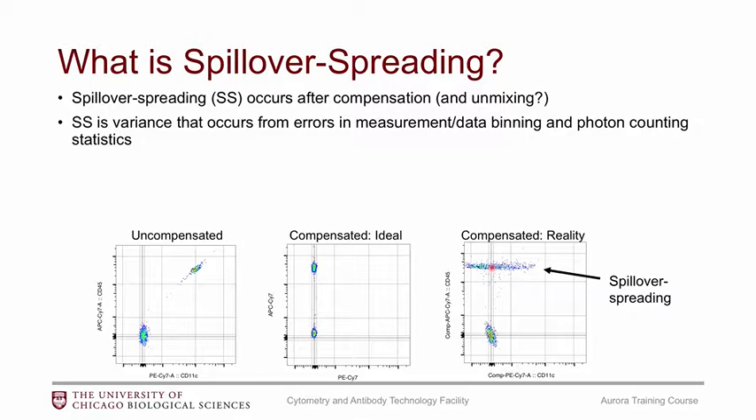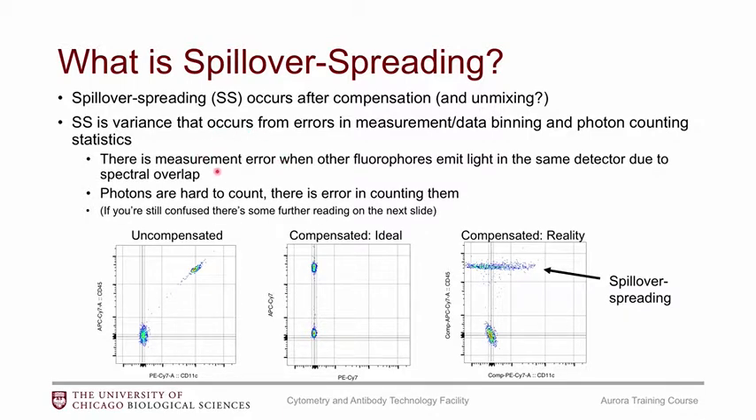And you may have encountered this in conventional flow cytometry because it definitely happens both there and in spectral cytometry. So you may be wondering, what is this spreading? Well, it occurs from errors in measurement and data binning and also photon counting statistics. Basically, it's a bunch of complicated physics, and I'm not a physicist. So my simplification of that is that there is measurement error when other fluorophores emit light in the same detector, and the photons are a little bit difficult to count, so there's some error in counting them. And so we get this variability in the population, and it ends up spreading.